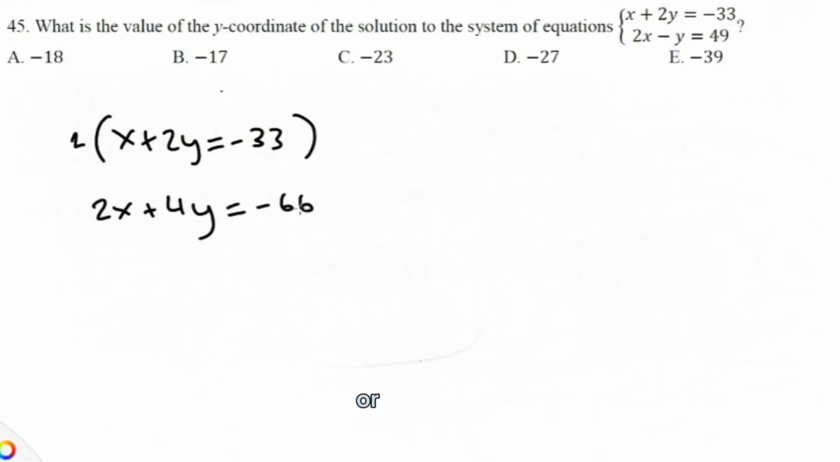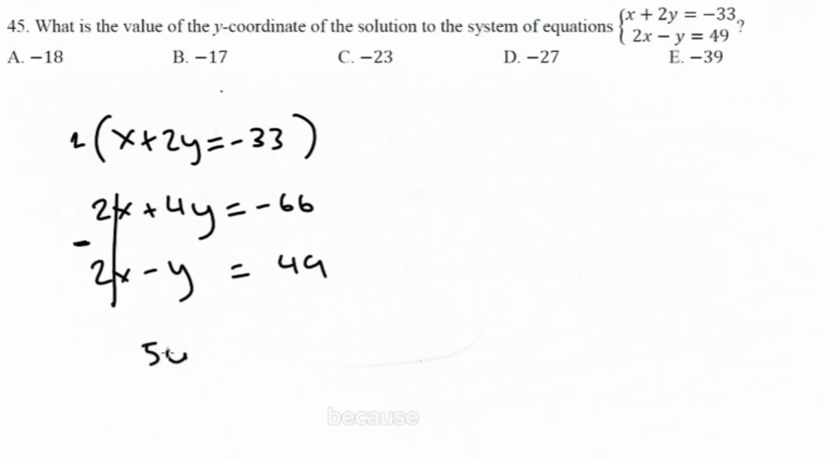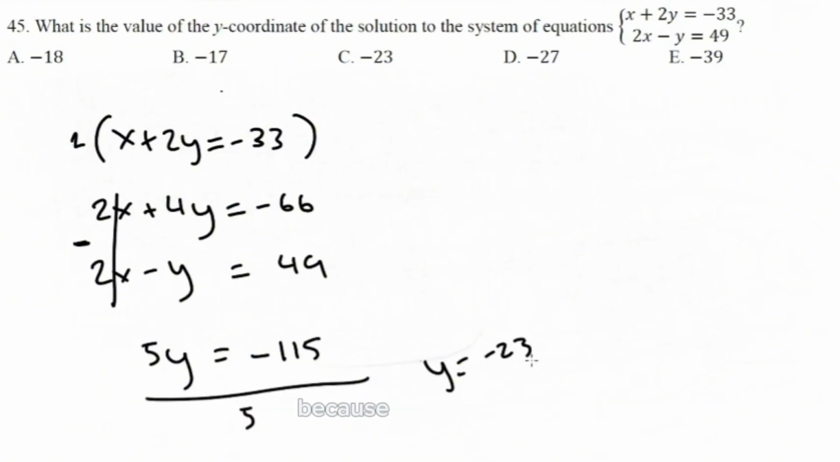Now, the 2x, or just the x value, is equal in both equations because the second equation is 2x minus y is equal to 49. Now we can just subtract the second equation from the first equation. So the 2x's cancel out, and then 4y minus negative y is just 5y because you add when there's two negatives, and then negative 66 minus 49 is equal to negative 115. Now you have to divide both sides by 5 to get y is equal to negative 23 because negative 115 divided by 5 is equal to negative 23, and that's your answer.